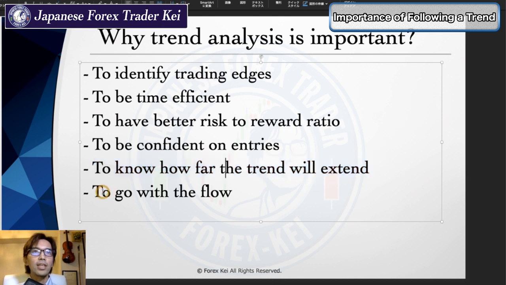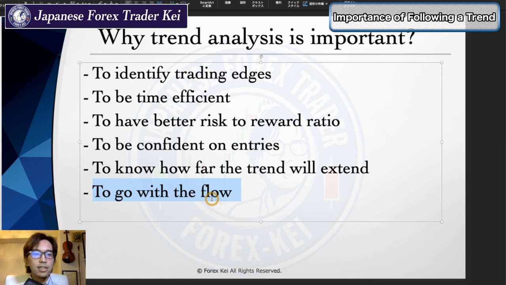And finally, you can go with the flow. This is my saying, but you can go with the flow and you can be right, you can make profit. Because sometimes when you go against the wind, it needs more power, more energy to go that way when the wind is coming from in front of you. But when the wind is from behind you, then without taking much power or energy, you can actually go forward.